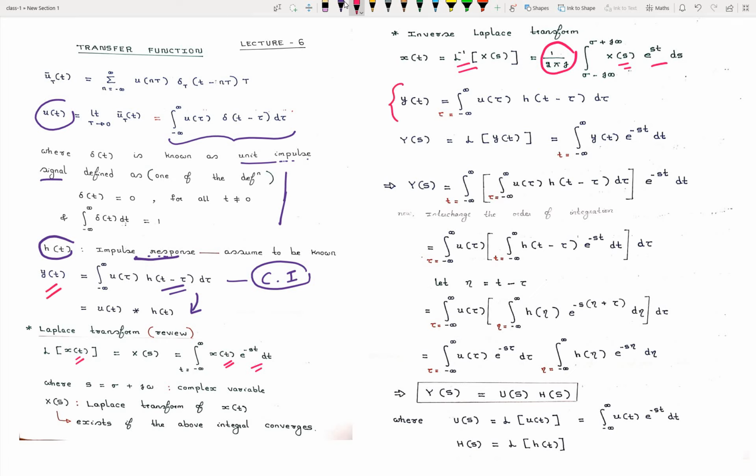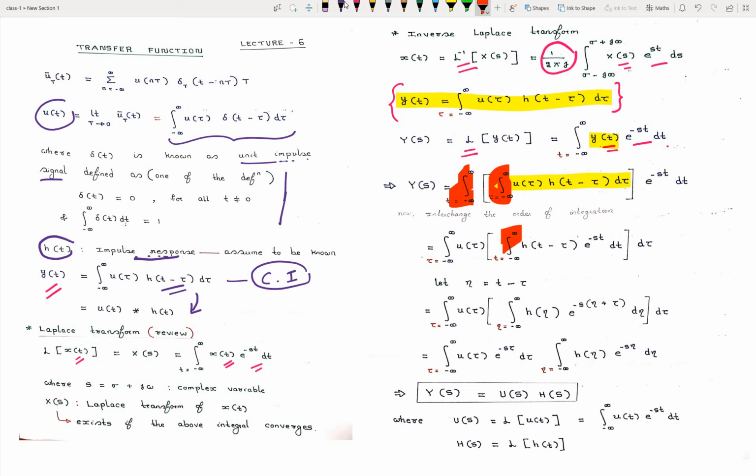So we start from this convolution integral y(t). On this y(t) we apply the Laplace transform. When you apply Laplace, the signal y(t) gets multiplied with exponential minus st dt, and it varies from minus infinity to infinity. Now this is the definition of y(t), and the same thing we include here. Once we include it, we interchange the order of integration. The tau integral we take outside, and the t integral we take inside. We swap the integrals.